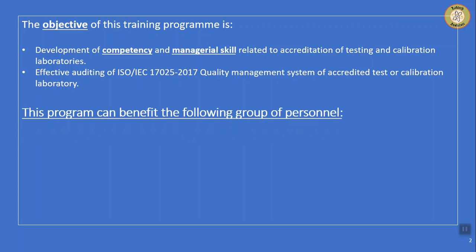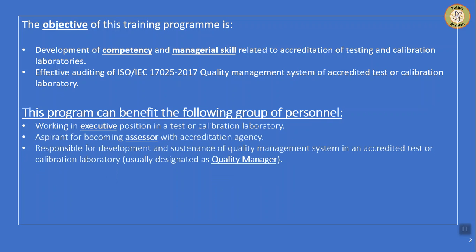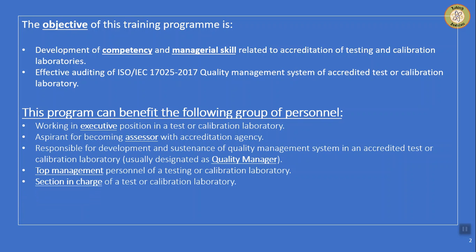The program can benefit the following group of personnel: those working in executive positions in a test or calibration laboratory, aspirants for becoming an assessor with an accreditation agency in future, those responsible for development and sustenance of the quality management system in an accredited test or calibration laboratory, usually designated as quality manager, top management personnel of a testing or calibration laboratory to understand the depth of the standard, and section in charge of a test or calibration laboratory, who can understand the standard's requirements in depth and do much better in their job.